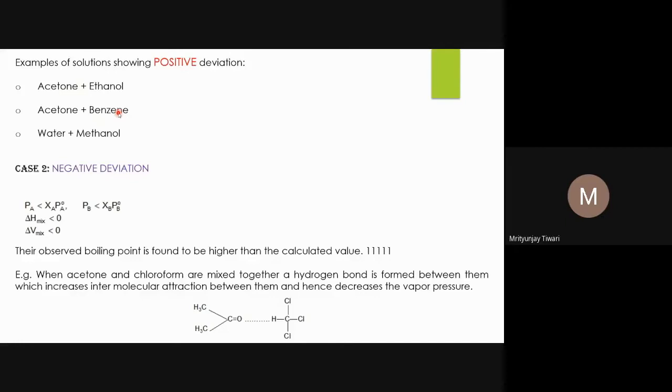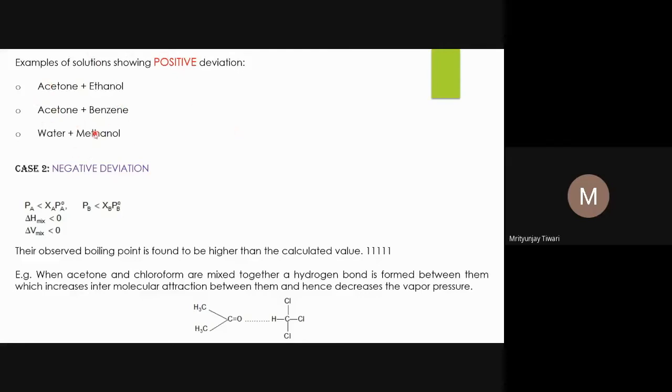So what we actually see is that the net interaction in the solution has decreased. It means delta H will be positive, and delta H positive means the interaction is decreased, the molecules are further from each other, then the volume will be increased, delta V is positive. If delta H is positive, meaning a weaker interaction, the vapor pressure will also be more, so such solutions also show positive deviation.